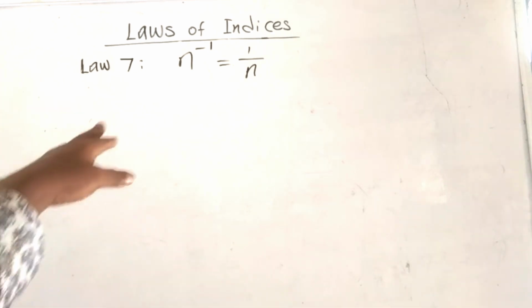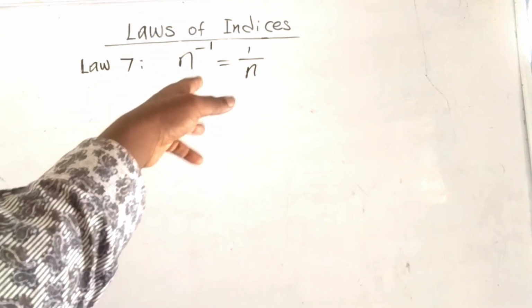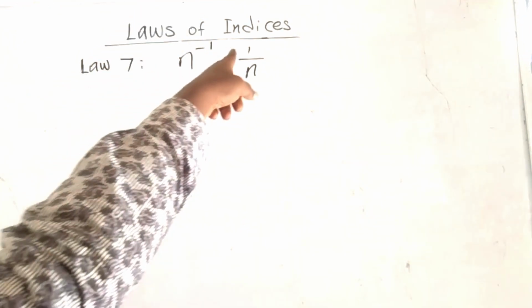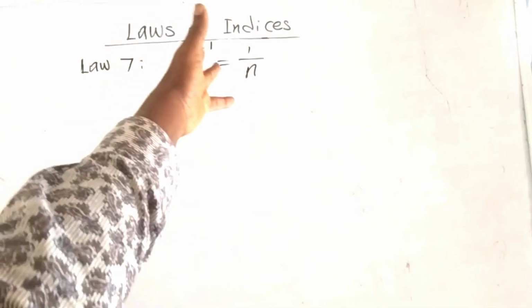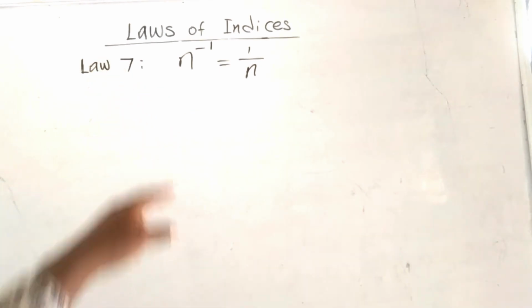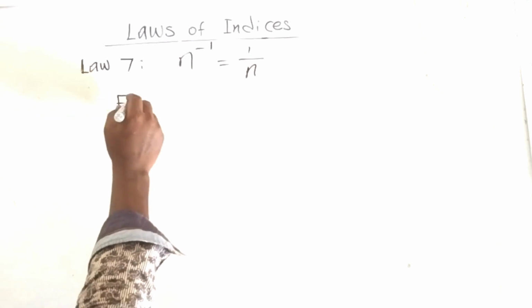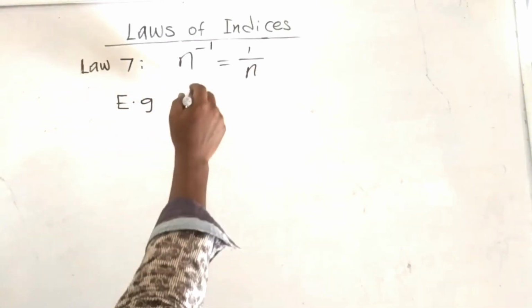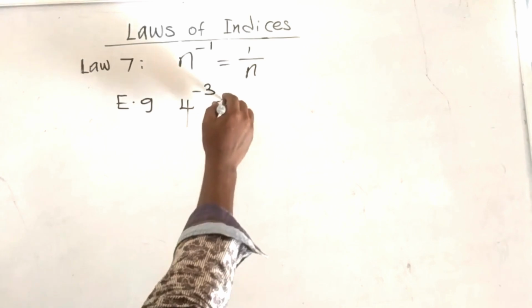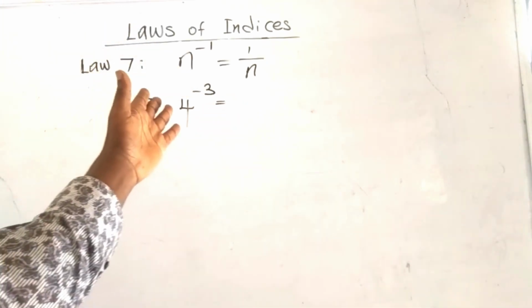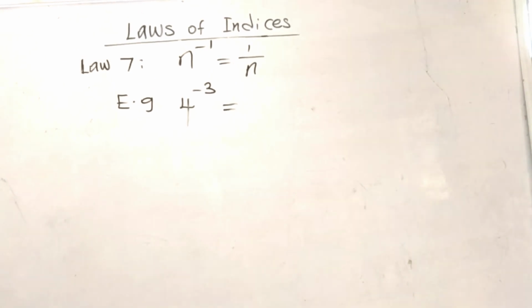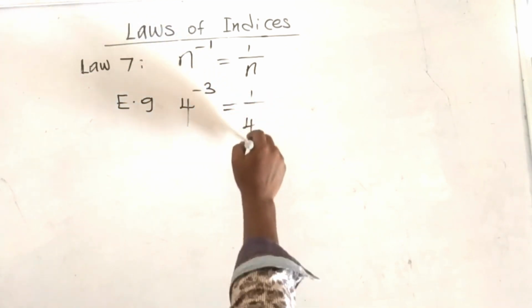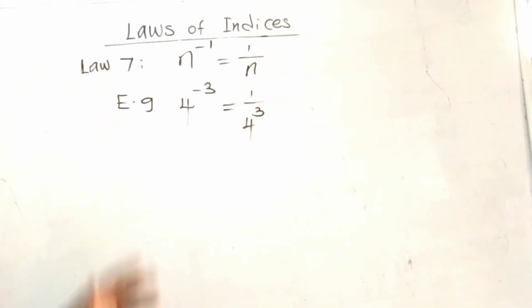Let's go to law 7. That is the law of inverse: n raised to the power minus 1 is equal to 1 over n. Let's check, for example, 4 raised to the power minus 3. According to this law of inverse, we change it to 1 over 4 cubed. And what is 4 cubed?